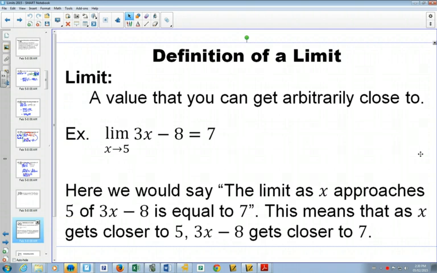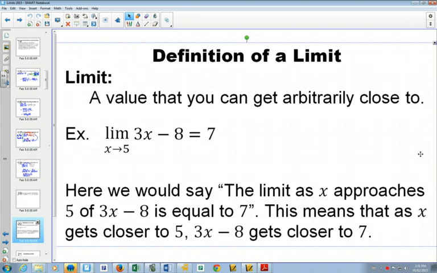It says, what happens to this expression, 3x minus 8, as you get really, really close to 5? And the way that we evaluate these is we just plug in 5. If I plug in exactly 5, can you see that I would get 3 times 5 is 15, minus 8, and that's 7. So if I got really close to 5, then I would get really, really close to 7. And the closer I got to 5, the closer my answer would get to 7. And so we would say that the limit as x approaches 5 of 3x minus 8 is equal to 7.